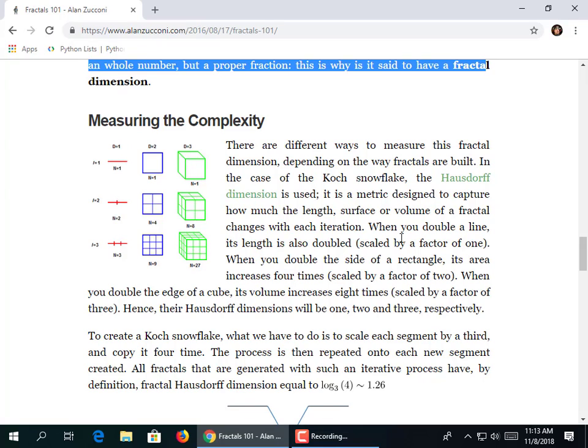There are different ways to measure the fractal dimension depending on how the fractals are built. In the case of the Koch snowflake, the Hausdorff dimension is used, designed to capture how much length, surface, or volume of a fractal changes with each iteration, which you will see on Tuesday, but he won't explain it. You'll kind of understand he's using the Hausdorff dimension in the calculations he puts into Python.